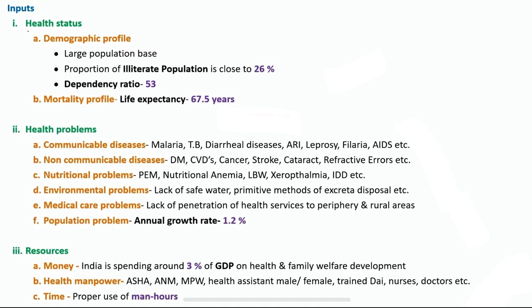And then we have diarrheal diseases, which are a major cause of mortality and morbidity in children less than 5 years of age. And the acute respiratory tract infections, which are a major cause of mortality and morbidity, again in children below 5 years of age. And we also had COVID-19, right, in India.